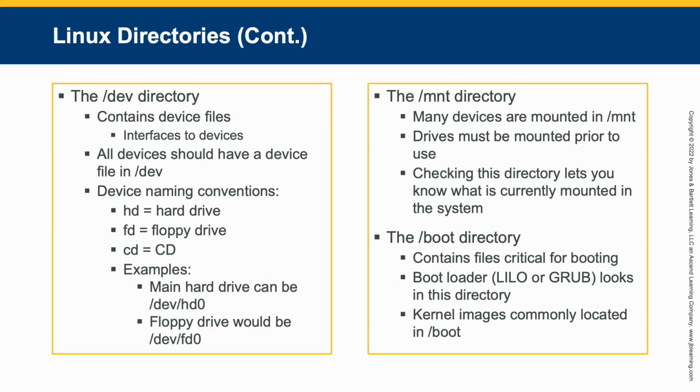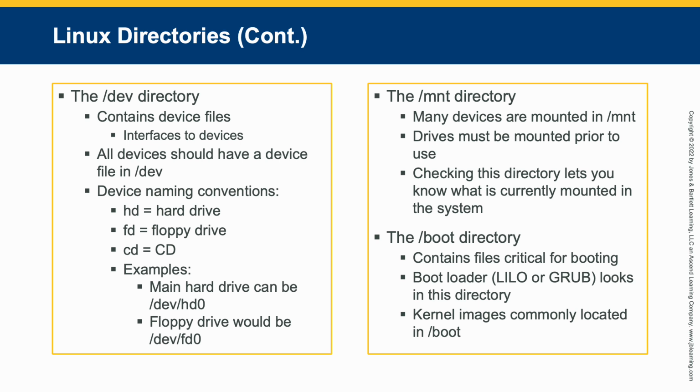The dev directory contains device files, interfaces to devices. All devices should have a device file in dev. Device name conventions are hd is hard drive, fd is floppy drive, cd is CD drive. The /mnt directory has many devices mounted in /mnt. Drives must be mounted prior to use. Checking this directory lets you know what is currently mounted in the system.